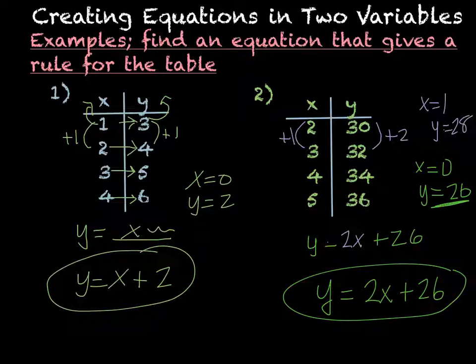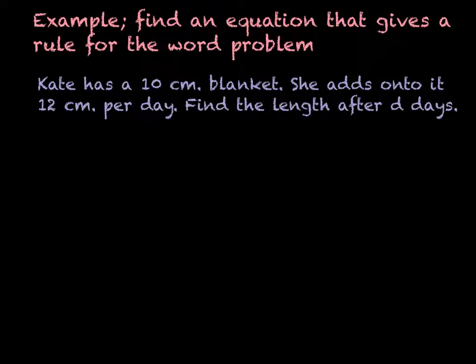Now if we check to see our work, 2 times 2 is 4, 4 plus 26 is 30. 2 times 3 is 6, 6 plus 26 is 32. 2 times 4 is 8, 8 plus 26 is 34, and 2 times 5 is 10, 10 plus 26 is 36. So it does follow. It is possible to have other equations that also work, but this is the simplest one.